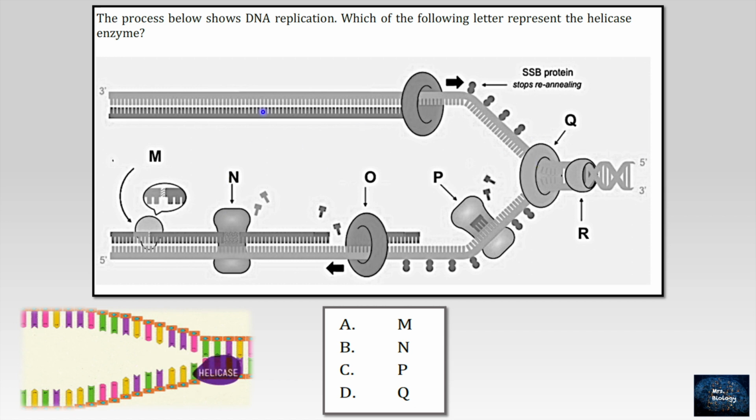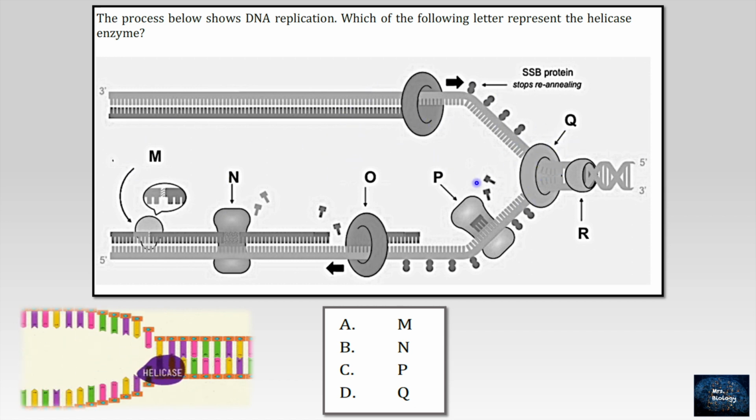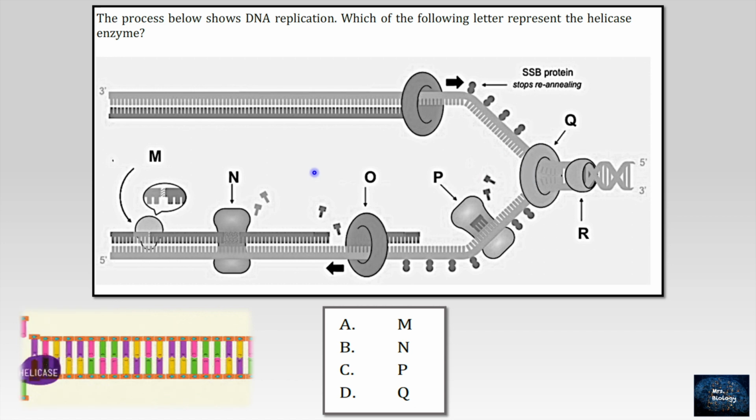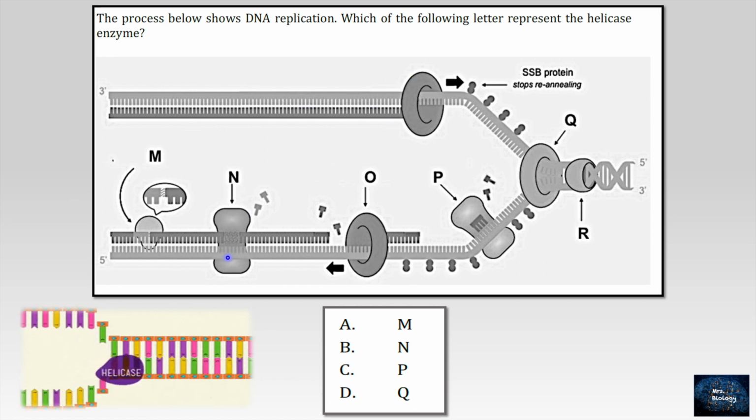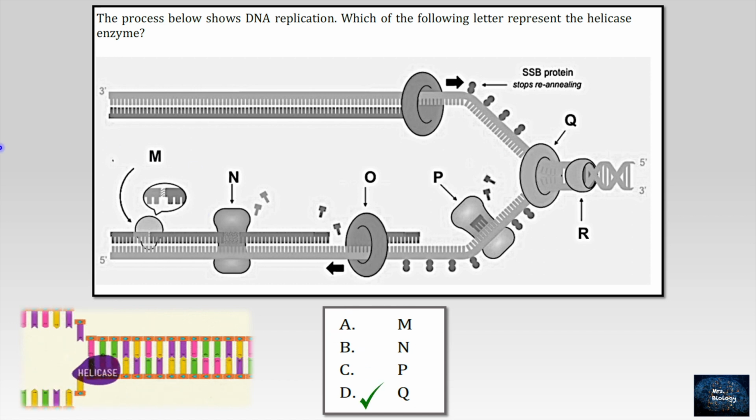And if we focus here, we will find that letter Q represents this enzyme, and the other enzymes are doing different functions. So helicase, which catalyzes the disruption of hydrogen bonds, is Q. So the right choice here is D.